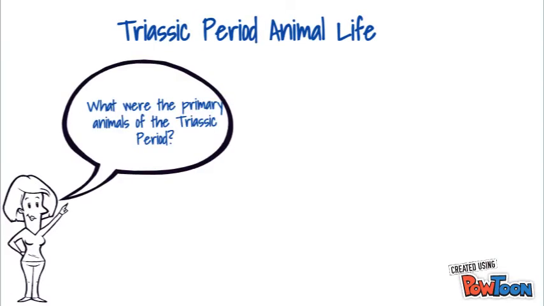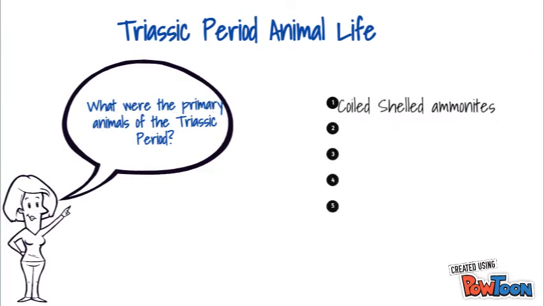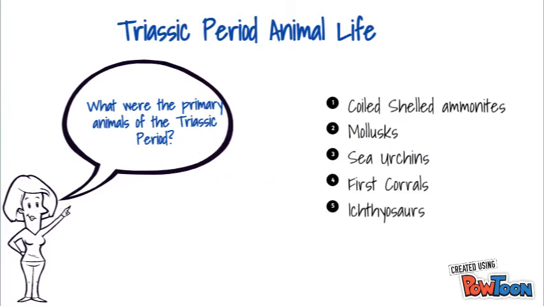Triassic animal life. What were the primary animals of the Triassic period? Coiled shelled ammonites, mollusks, sea urchins, first corals, and an ancient dolphin called an ichthyosaurus.